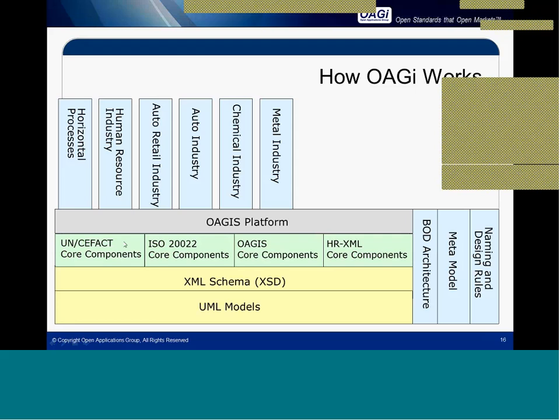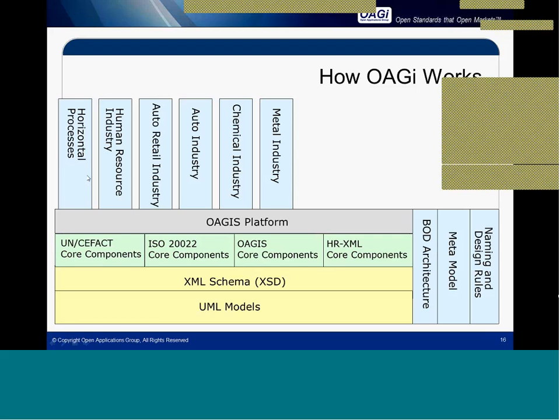All the different types of components that we include within this. We have the OAGIS components that we've built. We're sharing some with one of our sister organizations, HRXML. And then we have done some work with ISO 20022, which is the financial area, to try and unify some of the financial transactions such as payments and remittance advice. And then we're working very closely with UN/CEFACT on their core component technology. I'll tell you a little bit more about that in a minute.